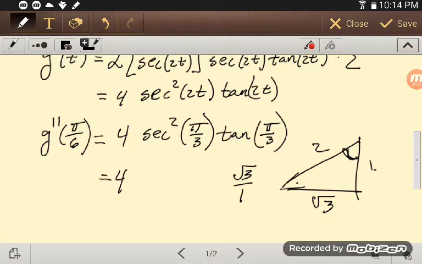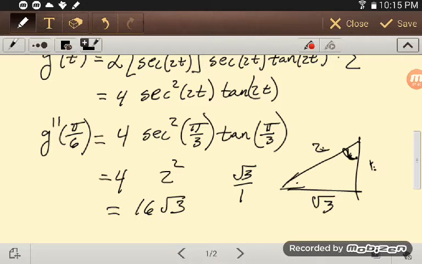Now secant is 1 over the cosine. So the cosine would be the 1 over 2 for this angle. The adjacent over the hypotenuse. But secant is 1 over that, so it's actually the hypotenuse over the adjacent. So that's 2. And so that's 2 squared. So we get 16 times the square root of 3. Okay, so that's my answer, and I'm sticking to it till I decide I was wrong.